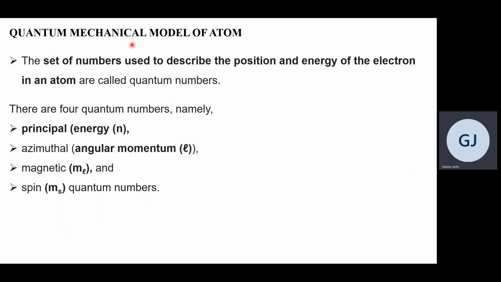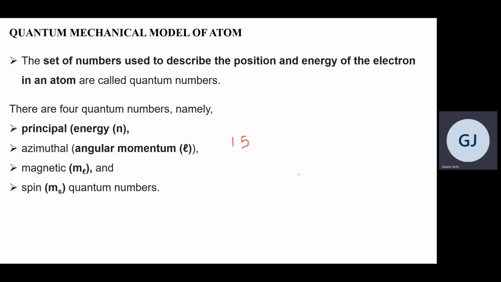Now I'll be starting the quantum mechanical model of the atom. Firstly, you can try filling the K, L, M shells. I'll give you one example before closing this class. Suppose I have an atomic number of 15.